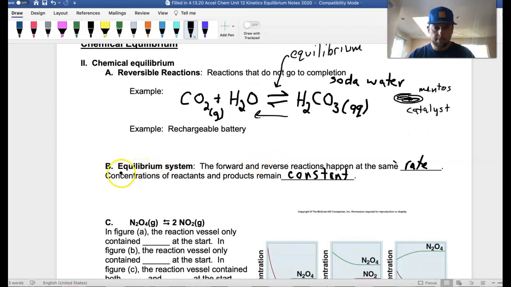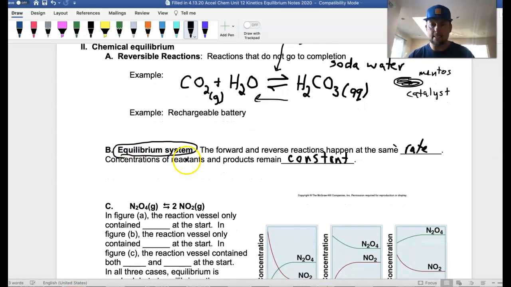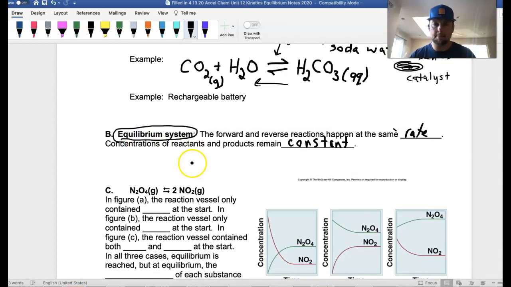Okay. Really, really important definition: a system at equilibrium has the same rate of forward and reverse reactions. So let me say that again. The forward and reverse reactions are happening at the same rate. It doesn't mean you have the same amount of reactants and products, and it doesn't mean that the reaction has stopped. It just means that the forward and reverse rates are the same, whether they're really fast or really slow.